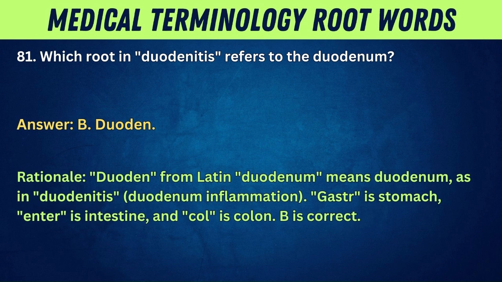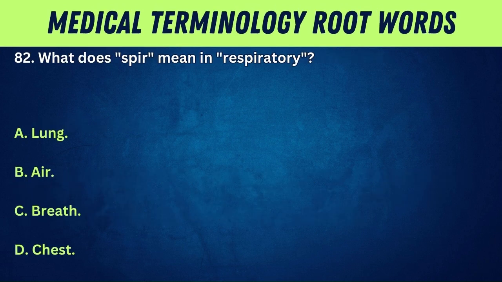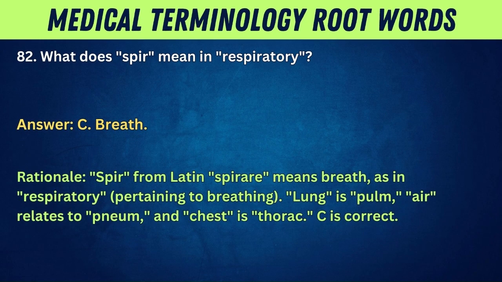Rationale: duoden from Latin duodenum means duodenum, as in duodenitis, duodenum inflammation. Gaster is stomach, enter is intestine, and col is colon. B is correct. 82. What does spir mean in respiratory? A. Lung. B. Air. C. Breath. D. Chest. Answer: C.